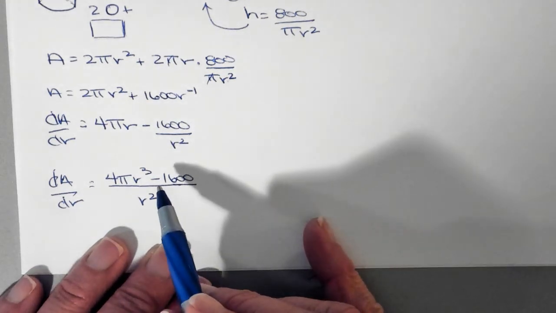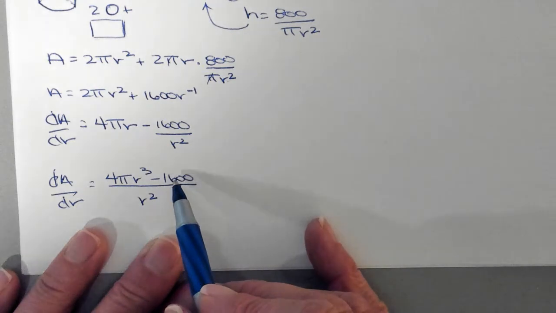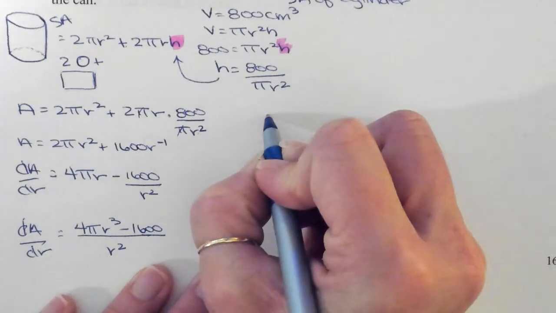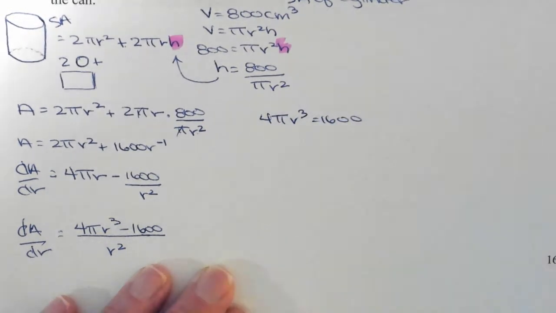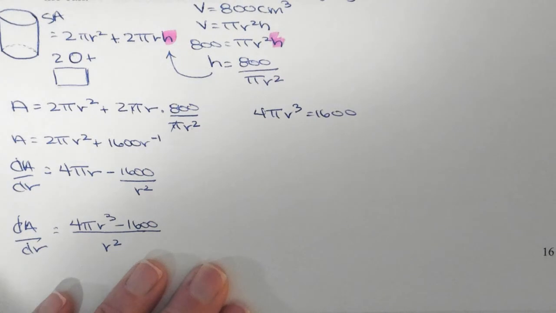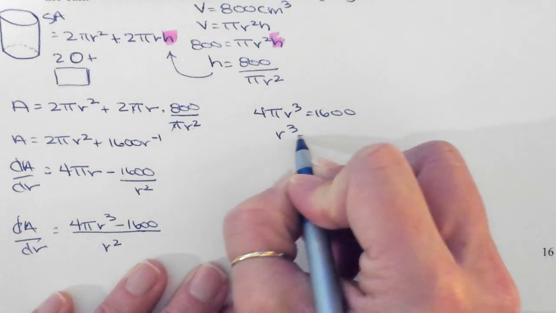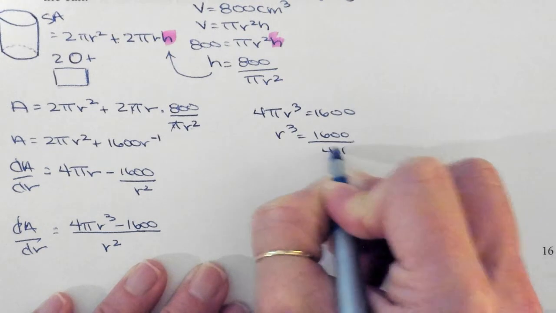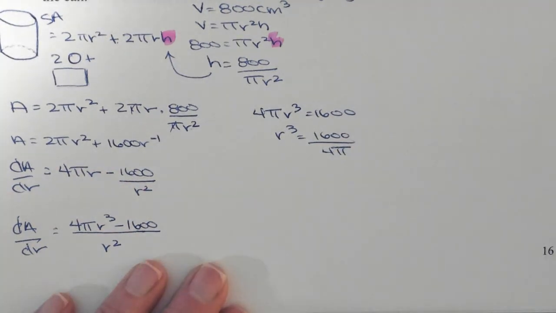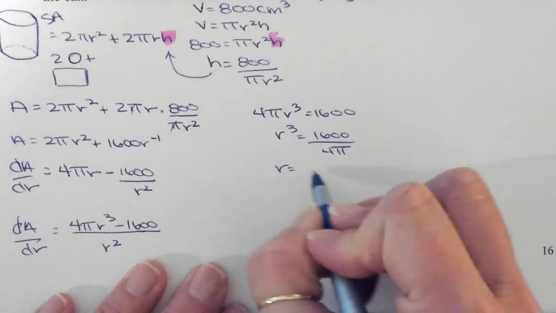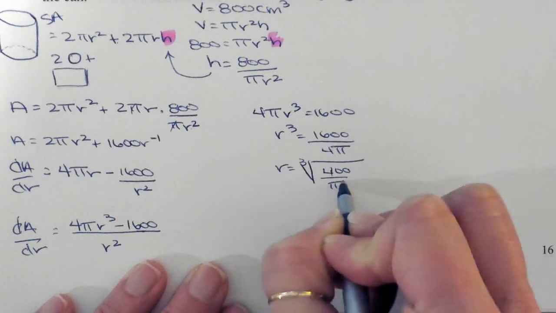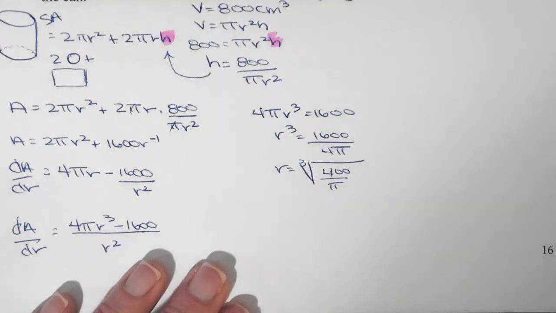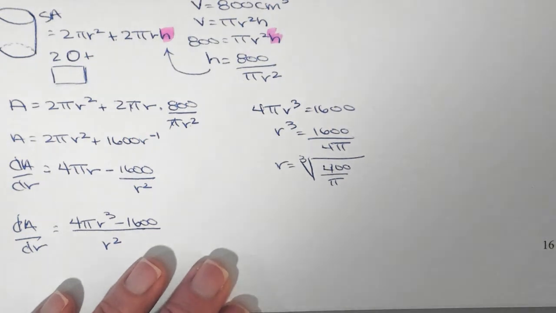Okay, so now I need to solve for r in the top. So this is where we're definitely going to need a calculator. So we've got 4 pi r cubed is equal to 1600, because I set it equal to 0 and added 1600. We're going to divide by 4 pi, so r cubed is equal to 1600 divided by 4 pi, and then what? Take the cubed root. So r is equal to the cubed root of 400 over pi. Calculators, do me a favor. Take the cube root of the quotient of 400 over pi.